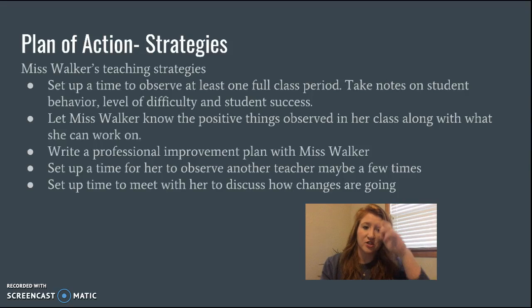Strategies for our plan of action for Ms. Walker would be to set up a time to observe at least one full class period, taking notes on student behavior, the level of difficulty, and student success. We need to let Ms. Walker know the positive things being observed, as well as what we think she could improve on, and write that up into a professional improvement plan for her. We also need to set up a time for her, maybe a couple of times a semester, to observe some other teachers in the building that are also teaching rigorous classes. Then we need to set up time to meet with her to discuss how changes are going, again a couple of times a semester, to make sure that she is not feeling stressed and that she feels her students are becoming more successful.